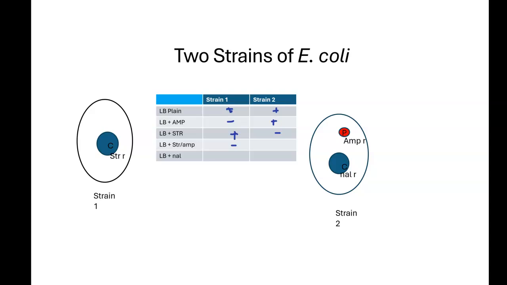If we look at strain number 2, there's an ampicillin resistant gene, but no streptomycin resistant gene. Ampicillin in the media is not going to kill it. The streptomycin will. So again, we're not going to see growth.